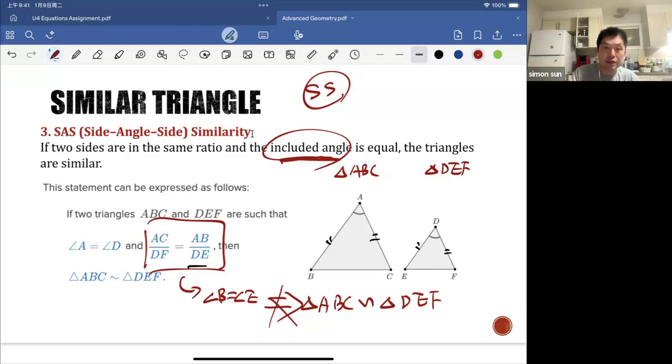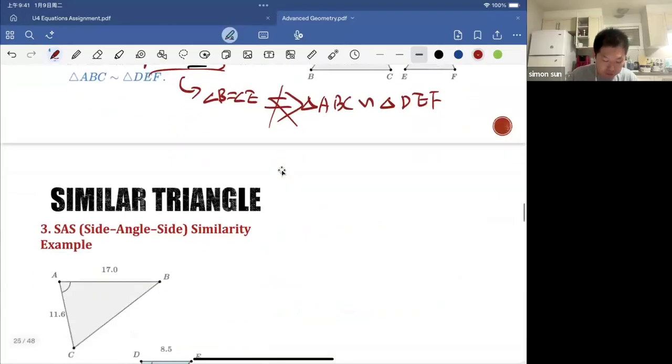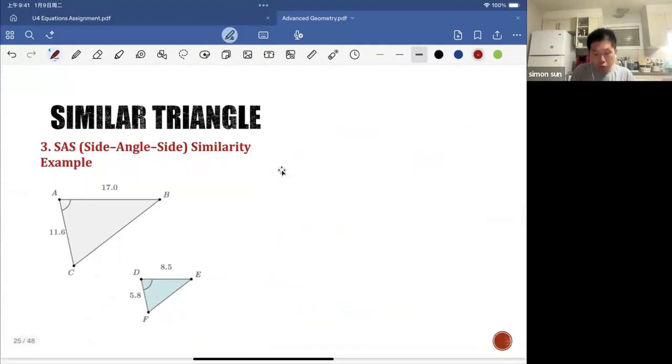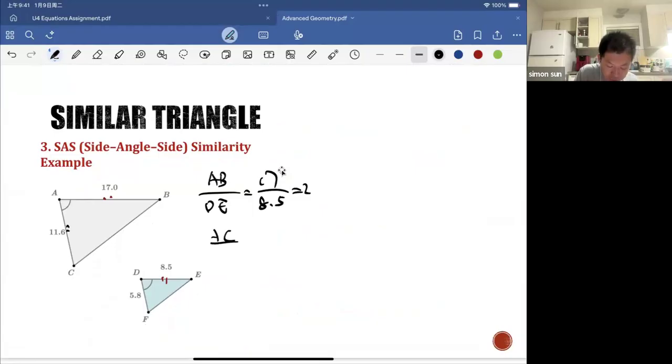Let's take a look at one example here. Now we have triangle ABC and triangle DEF. If we want to prove those two triangles are similar, first we do the side ratios. AB over DE is equal to 17 over 8.5 is equal to 2. And we can also do AC over DF is equal to 11.6 over 5.8. This one is also equal to 2.